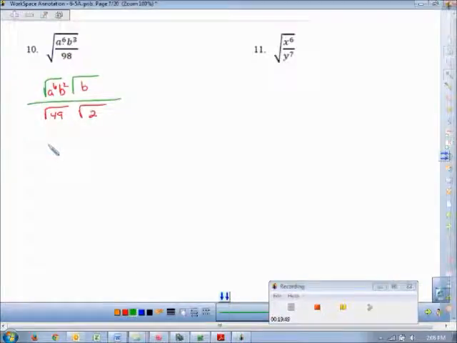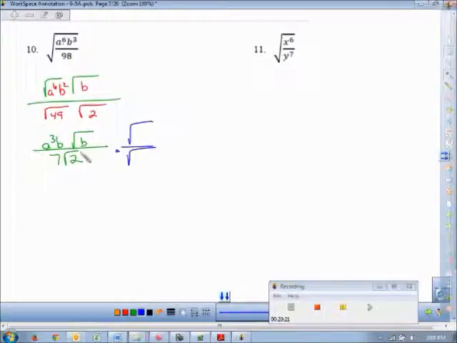Doesn't this now become a to the 3rd, b to the 1st, square roots of b, over 7 square roots of 2. There is a problem with this answer. What is the problem with this answer? Radical in the denominator, right? So we have a what root in the denominator? Just hang with me. What root is in the denominator? Square root, right? So I'd like to multiply it by a square root over a square root.